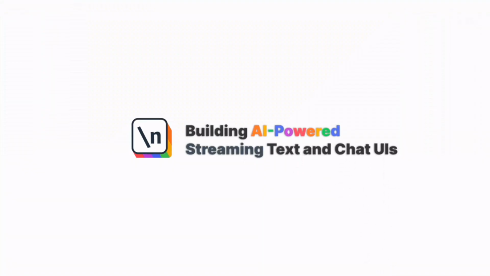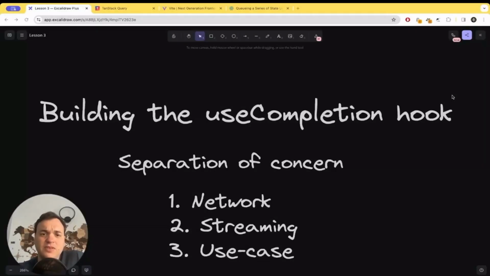In this lesson, we will build the useCompletion hook, which is a function encapsulating the logic for our use case. Let's talk about the separation of concerns. It's often a good idea to make code modular if possible. Let's think about our application. What are the core tasks that need to be handled?